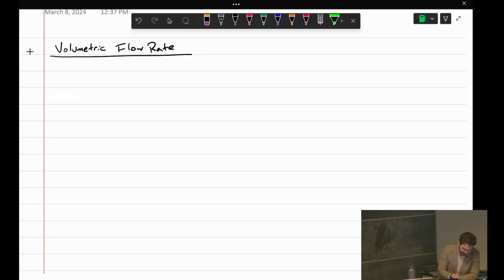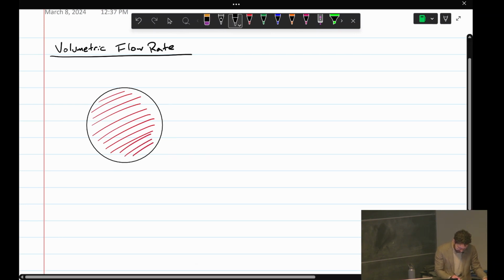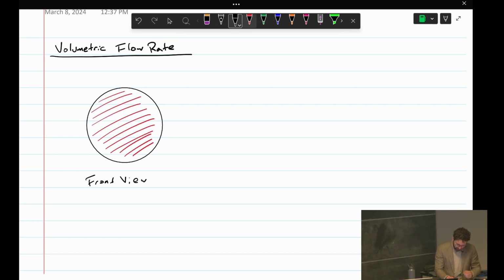So for the majority of internal flows, we're going to be considering circular pipes. Let's say we're looking at a front view of a circular pipe here, and this circular pipe is filled with fluid. Say the area of this pipe, it's just the area of a circle. Area is A. Again, that's a cross-sectional area, so it has units of meters squared.